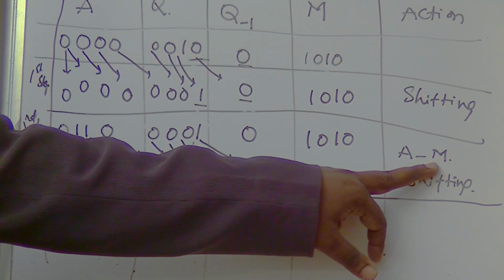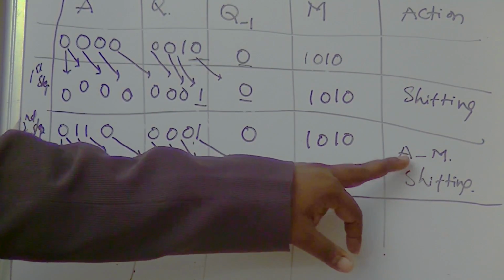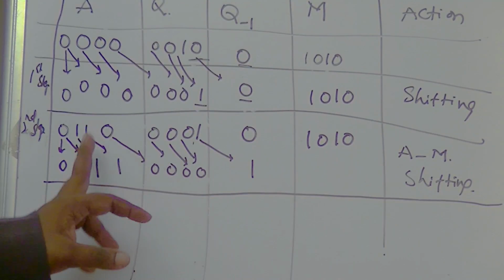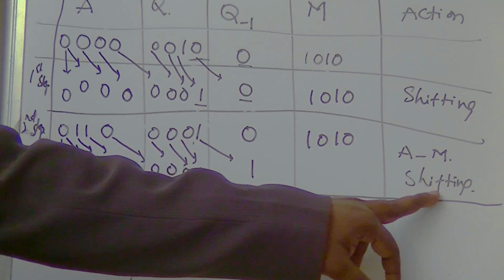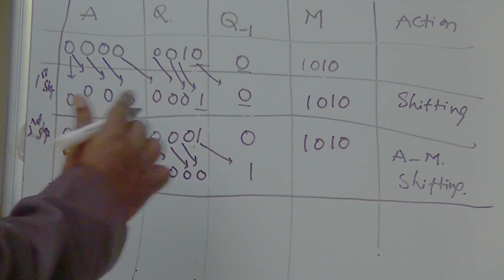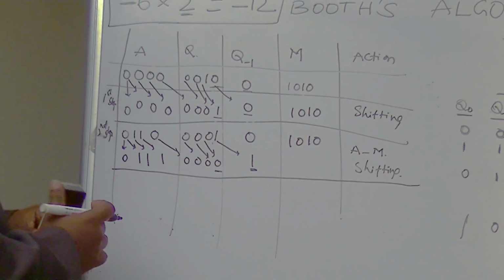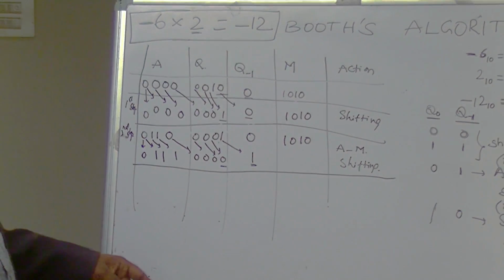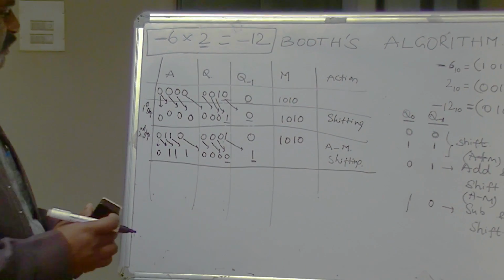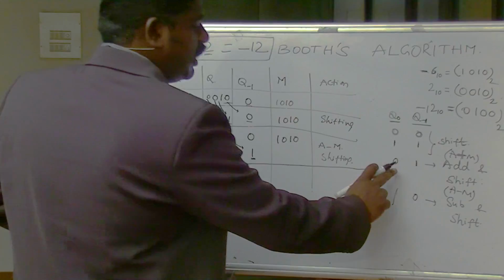For that, we did the 2's complement of M and added it with A, and next we are just making the right shift. So we are getting the shifted value. Now we are going to check the Q0 value and Q minus 1. As I told you, it is 4 bits, so 4 times we are going to do the steps. And 0, 1, what is 0, 1?